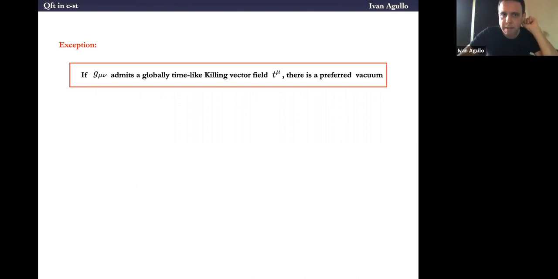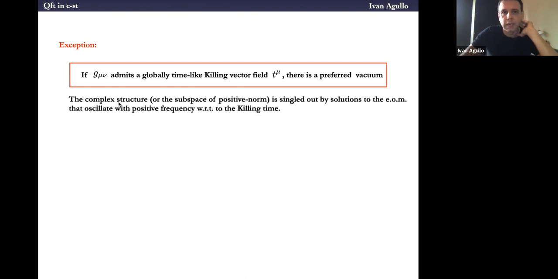Okay, an exception. It happens that if the spacetime metric admits a globally time-like Killing vector field, so there is a time-like symmetry, a time-like direction in which the metric doesn't change, then there is a preferred vacuum. And this is a very important point. This tells you exactly when this ambiguity disappears: whenever you have a global time-like Killing vector field. The complex structure, or gamma plus, is singled out by considering solutions to the wave equation that oscillate with positive frequency, or in phase space, the initial data of solutions that oscillate with positive frequency with respect to the Killing time, the time along the Killing trajectories.